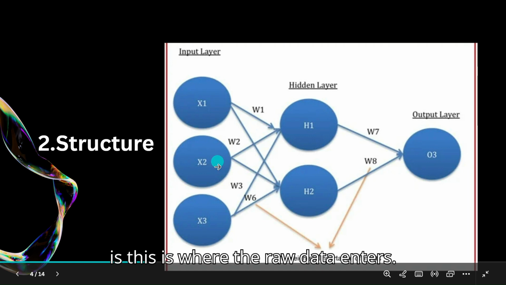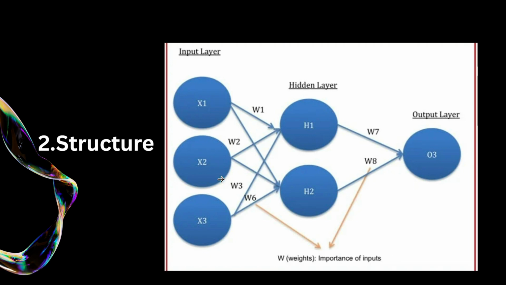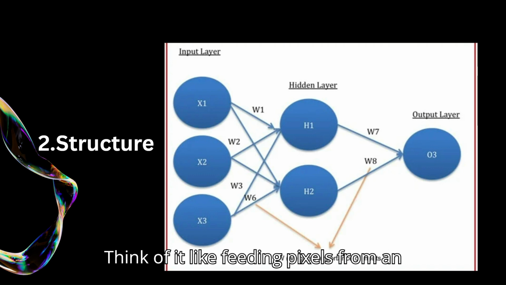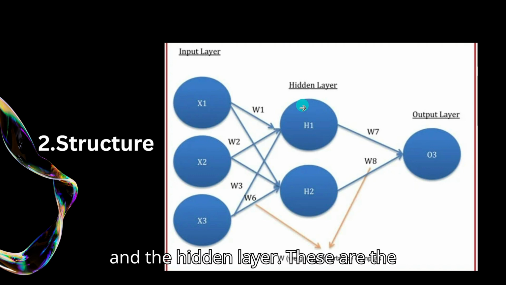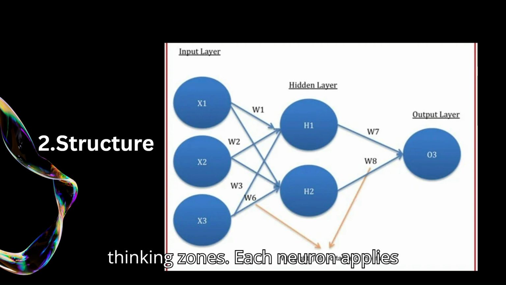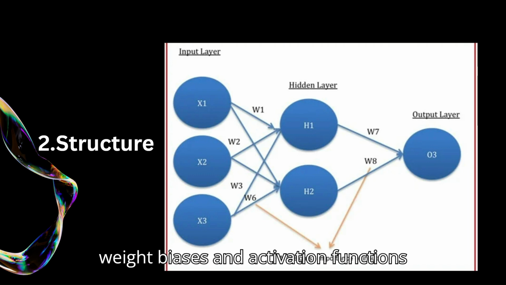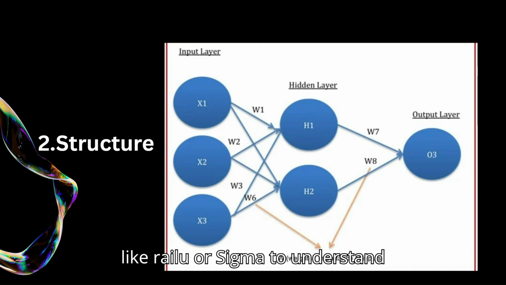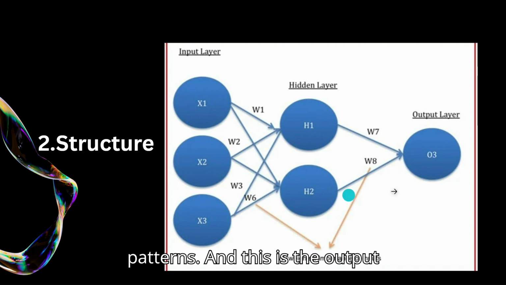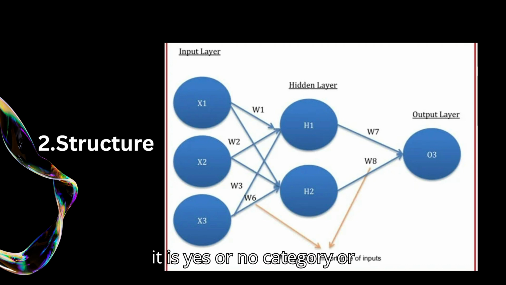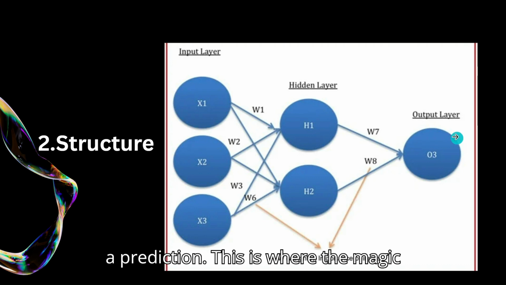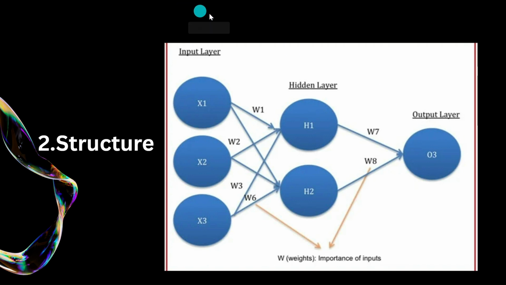This is where the raw data enters. Think of it like feeding pixels from an image or numbers from a sensor. And the hidden layer, these are the thinking zones. Each neuron applies weights, biases, and activation functions like ReLU or sigmoid to understand patterns. And this is the output layer. Here come the results, be it a yes or no, a category, or a prediction. This is where the magic ends.